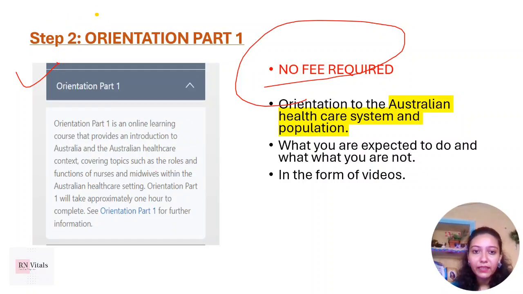Okay, so as I said, this is orientation to the Australian healthcare system and population, what you're expected to do and what you are not, and it is in the form of videos. It is most probably 1.5 to 2 hours of videos. There will be different clips which you need to go through, and you'll be understanding how you will work as a nurse, what the population is, and what the criteria are that you need to fulfill, etc., which is a very simple step. You just sit comfortably and watch the videos. There is no active role you have to play other than understanding.